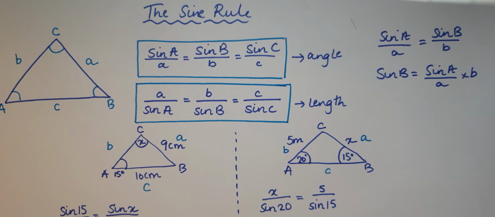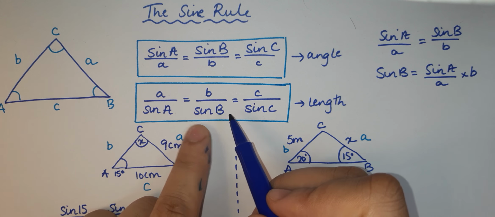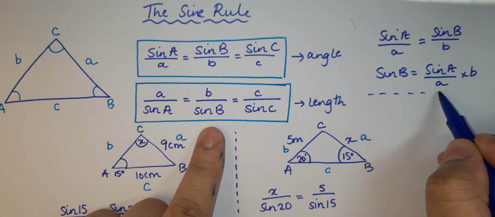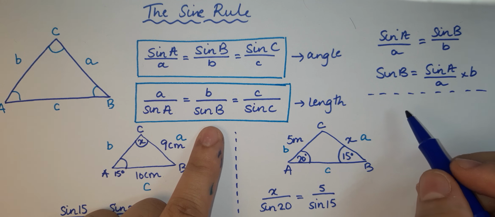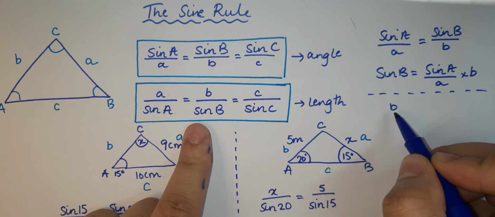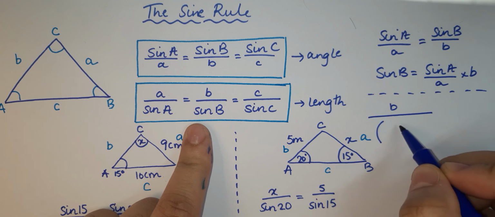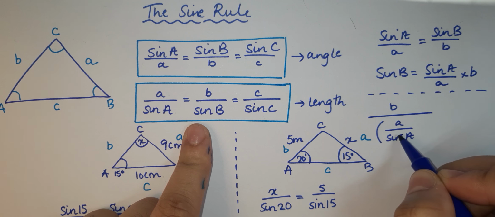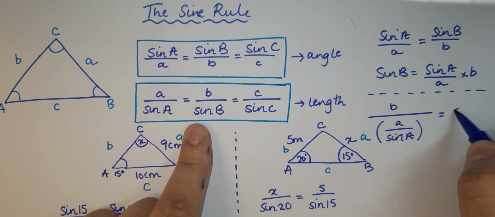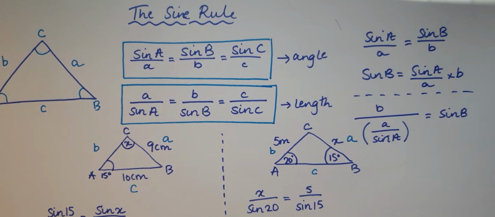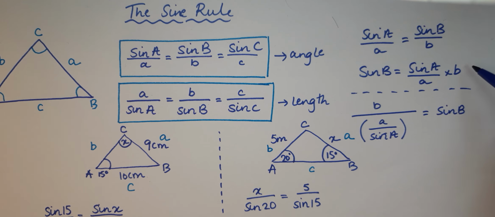Now, if you use this version of it, what you would have to do is, let's just do this. You would do B over A over sine A, just to get sine B, which is a little bit more tricky compared to this one.